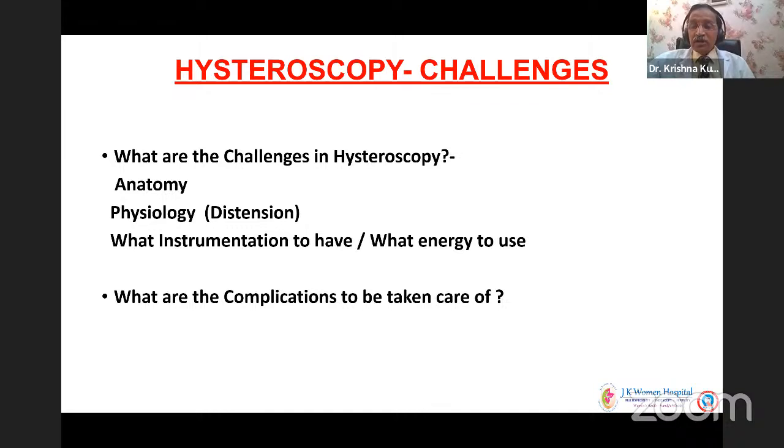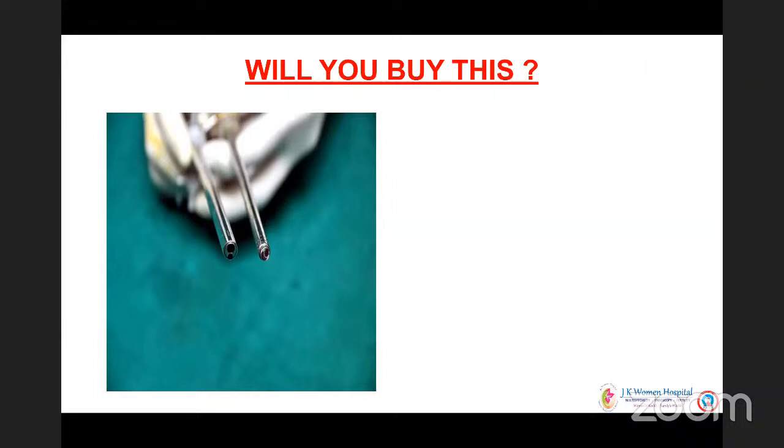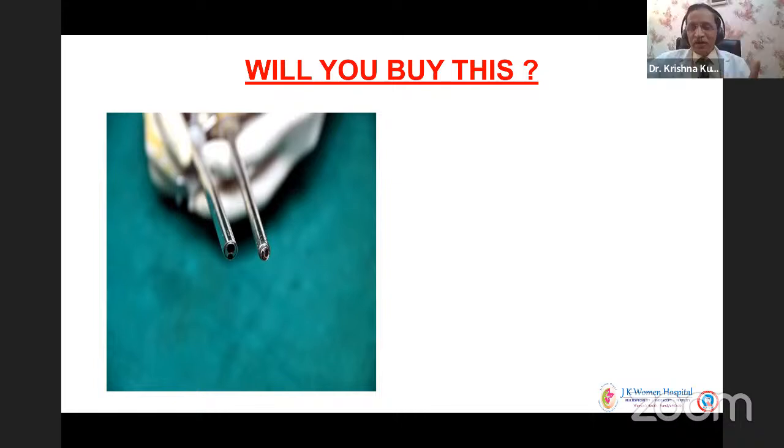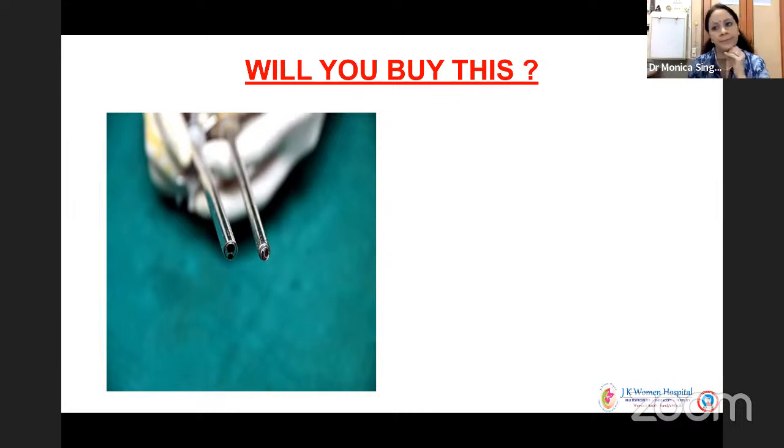So I would first ask, will you buy this instrument today? This is the traditional hysteroscopic sheath from 25 years back. We had the diagnostic and the operative, the rounded one and the bigger one. This is the one which I started with. This was the 4 millimeter scope with a 9 millimeter operative sheath. The diagnostic sheath used to be 7 millimeter.